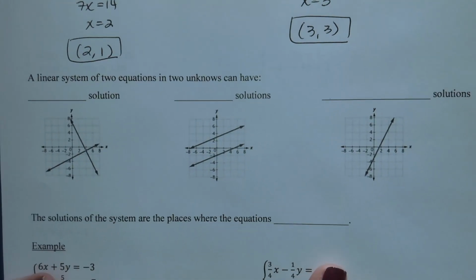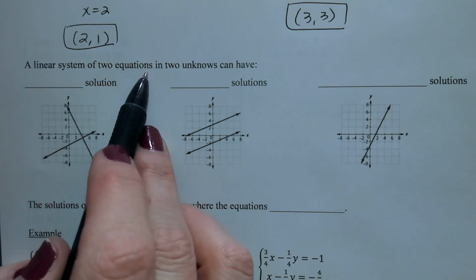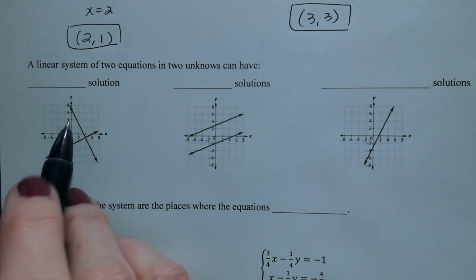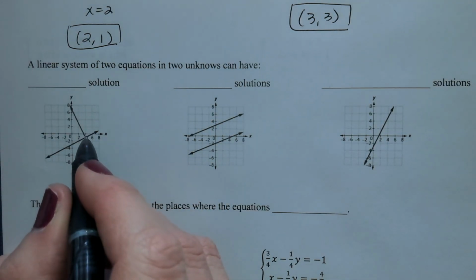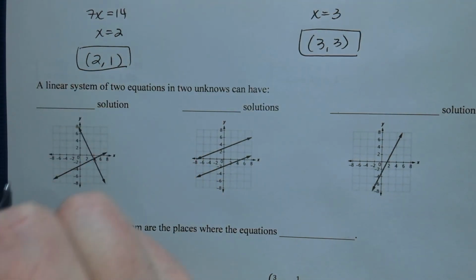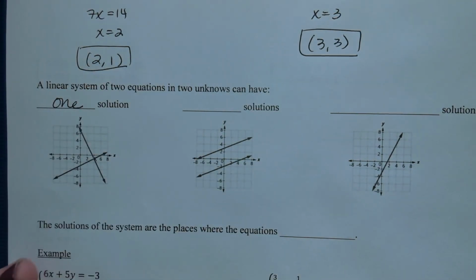So what we're really trying to do in a system of two equations with two unknowns, like our x and y, is find the solution. You can have exactly one solution. They meet at a point. We just found that point. We did two examples where we found the place where they intersect. So you can have one solution that looks like that.